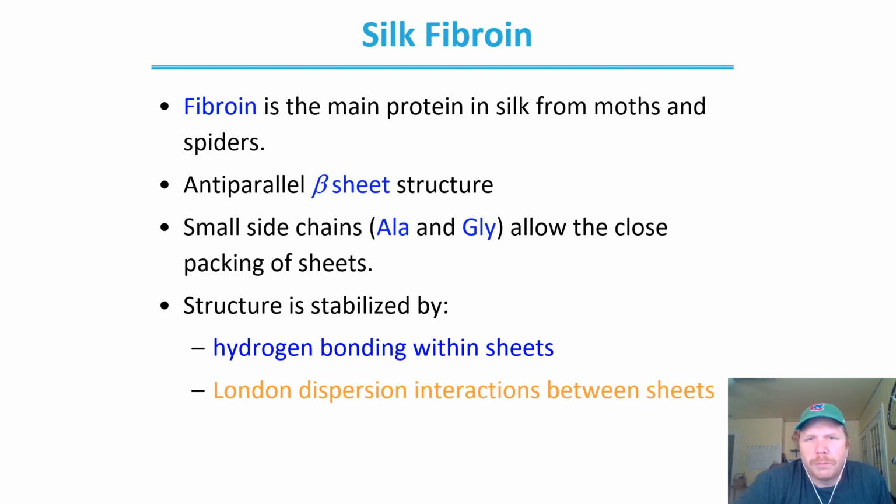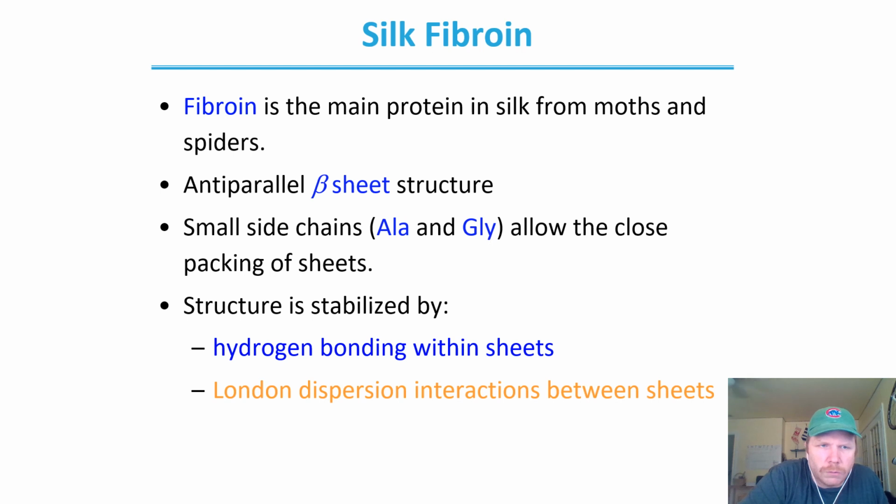Fibroin is the main protein in silk for moths and spiders. It's an extremely strong protein. It is a beta sheet structure. All these structural proteins that we've been talking about up until now have been helical proteins. Silk fibroin is an anti-parallel beta sheet protein. And if you remember, those anti-parallel sheets are stronger than parallel sheets.